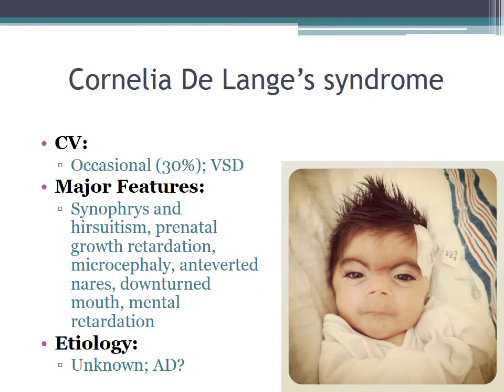Next is Cornelia de Lange syndrome. From a cardiovascular perspective, about 30% have cardiac issues, most commonly VSDs. The major features include synophrys, which is the eyebrow findings. They're hirsute. They have prenatal growth retardation, microcephaly, anteverted nares, downturned mouth, and mental retardation. And you can see a picture to the right. The etiology is unknown, although it's believed to be at least in part autosomal dominant.